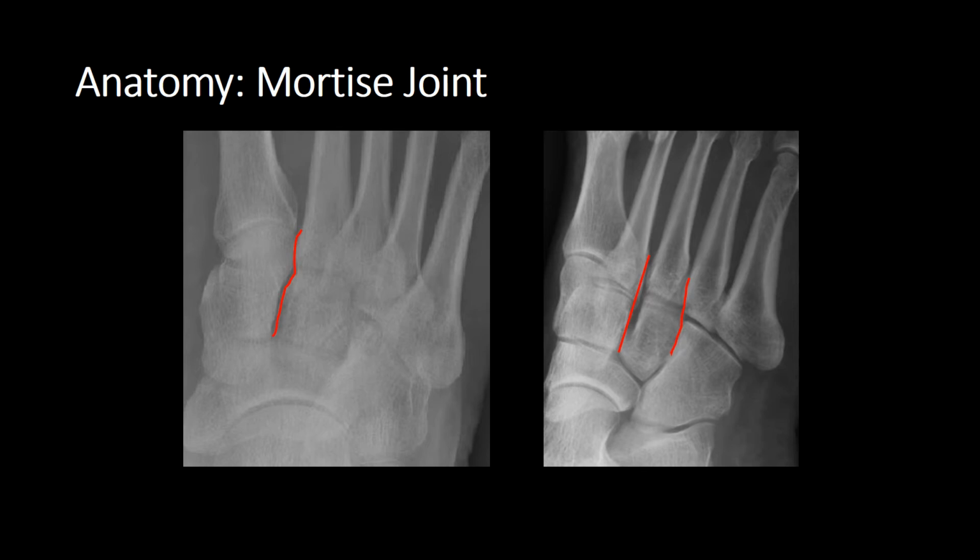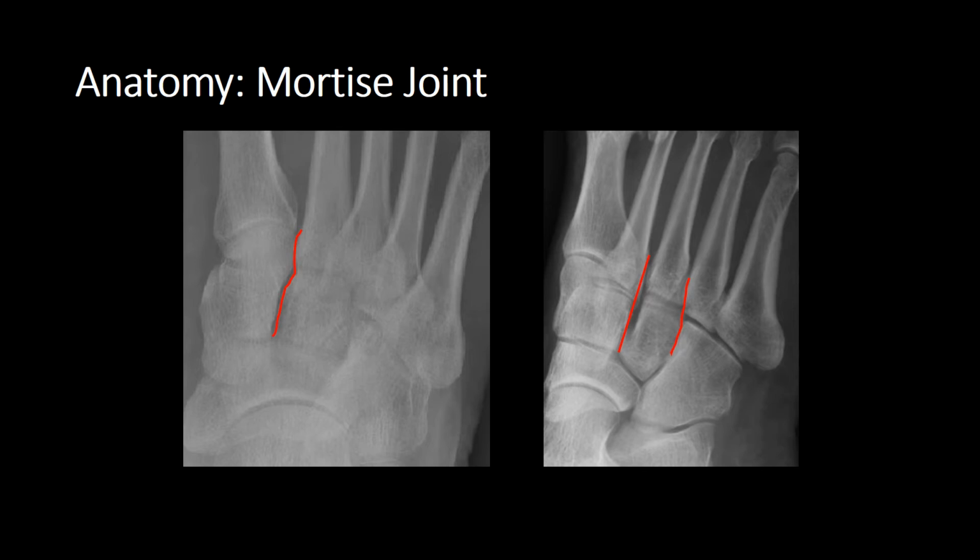On the DP oblique view, the lateral border of the second metatarsal is in alignment with the lateral border of the intermediate cuneiform. In addition, the lateral border of the third metatarsal is in alignment with the lateral margin of the lateral cuneiform, and the medial cortex of the fourth metatarsal is in alignment with the medial cortex of the cuboid.